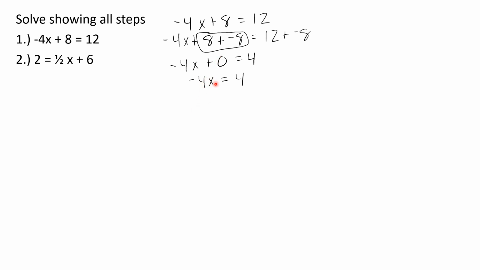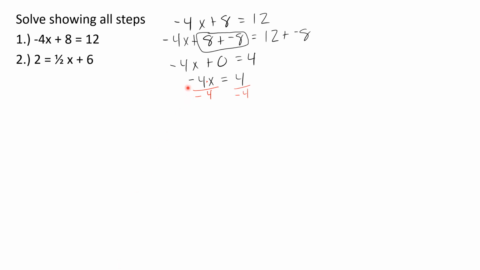Now, right here, we're going to divide. So this is negative 4 times x, and the most convenient way to undo this, rather than multiplying by the reciprocal, which we can do and which I have done in previous videos, is to recognize that multiplication can be undone with division. And so we will divide both sides by negative 4.